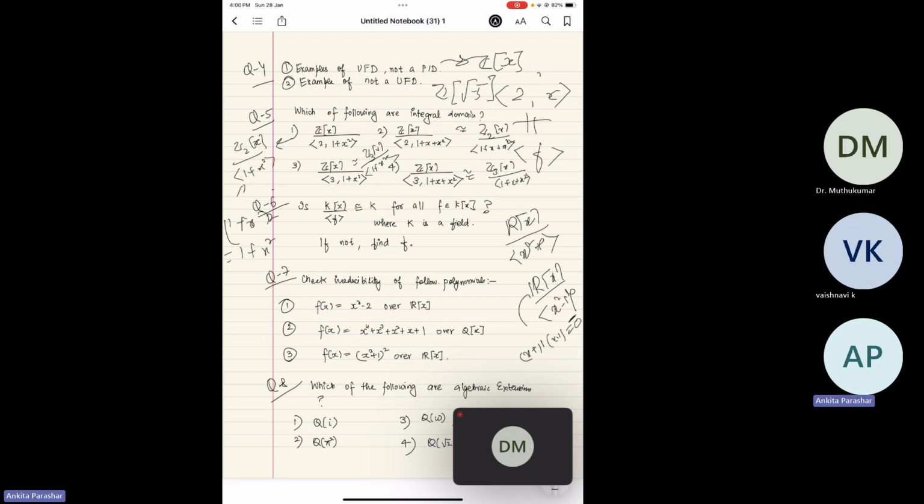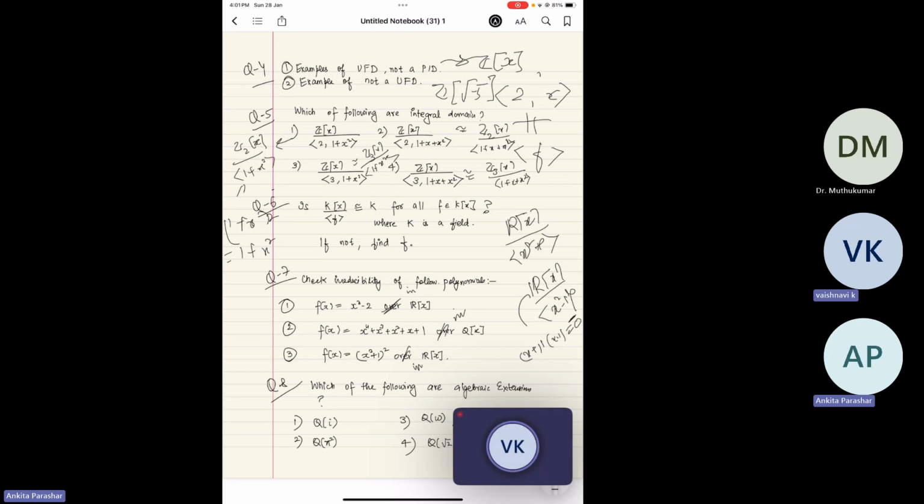We have to check the irreducibility of certain polynomials. So one is f(x) is x cube minus 2 over R[x], or maybe I should say over Q. What can you say about the first polynomial? Is it irreducible? It is reducible. Why? Because you can write x cube minus 2 as (x minus cube root of 2) into (x squared plus x plus 1). So it's reducible, because 2 power 1 by 3 is an element inside R.